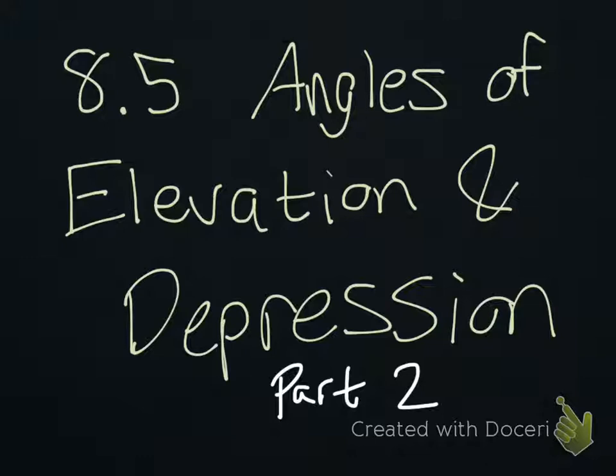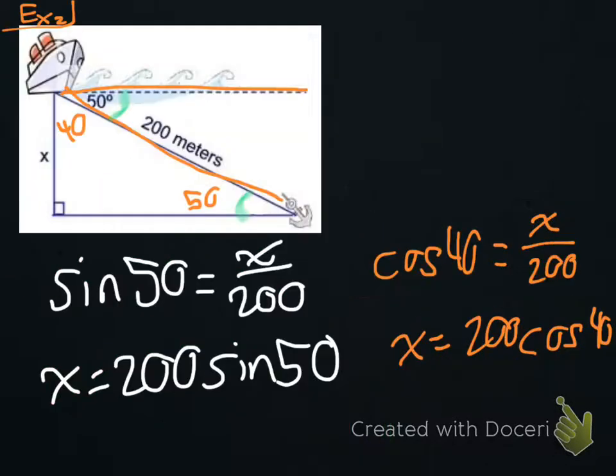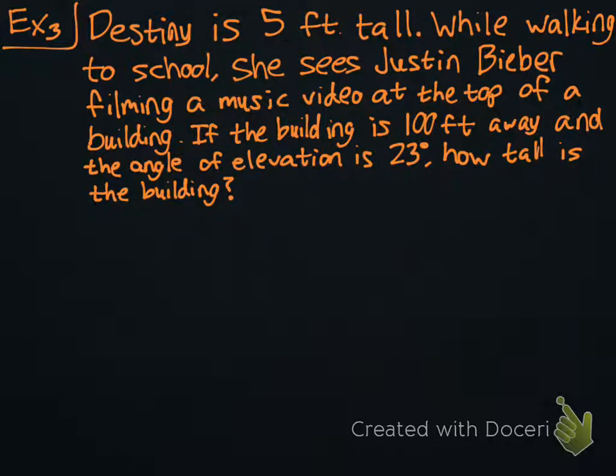So let's get to the tricky problem that I was referring to before. Let's peruse over what we've done already. This is example 3. It says that Destiny is 5 feet tall. While walking to school, she sees Justin Bieber filming a music video at the top of a building. If the building is 100 feet away, and the angle of elevation is 23 degrees, how tall is the building?